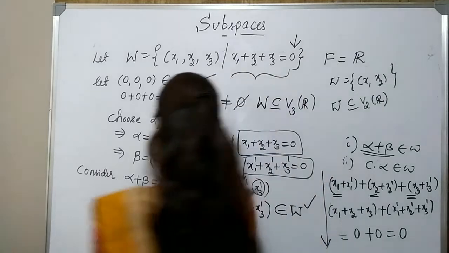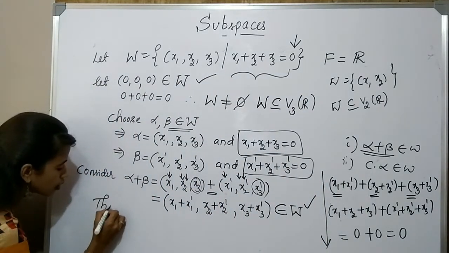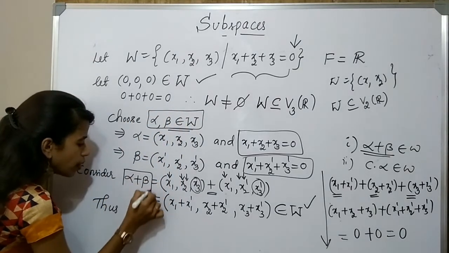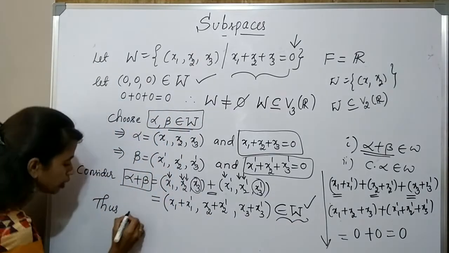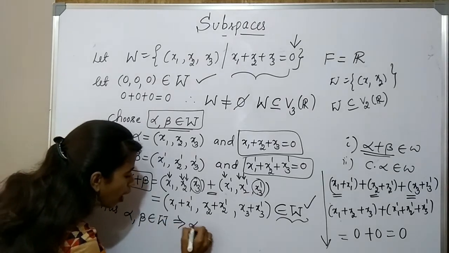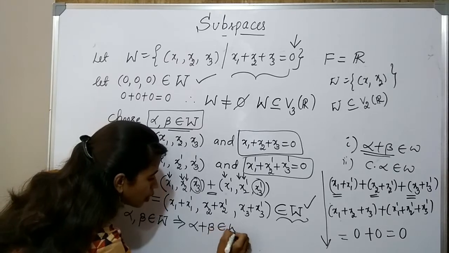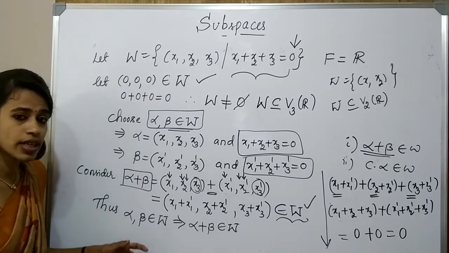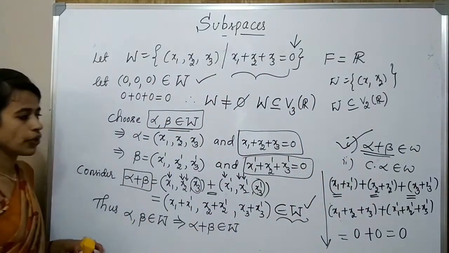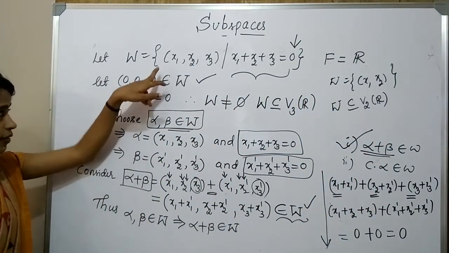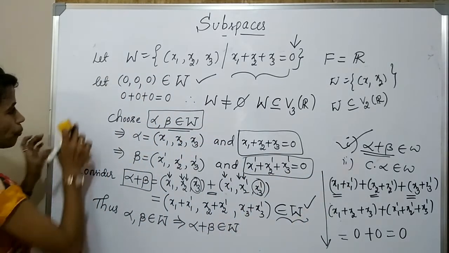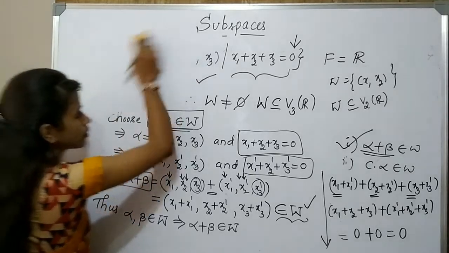Thus, alpha, beta belonging to W implies alpha plus beta belongs to W. That is, W is closed under vector addition. So the first condition is over. Now we check whether the given subset satisfies the second condition.